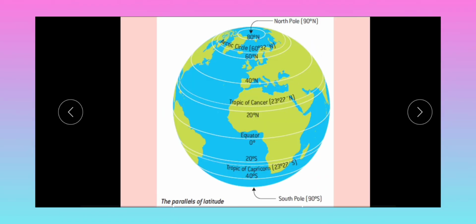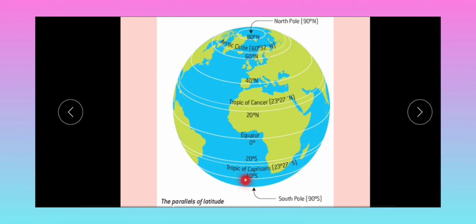Okay, here you can see the measurements, the parallels. The first one, the major parallel, is the equator. The downside is called the Tropic of Capricorn. The upper side is the Tropic of Cancer. Okay, and then here is the Arctic Circle.